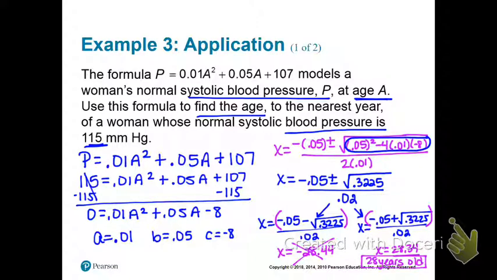Now, that -28.44, let's talk about it real quick here, guys. Okay, that answer is a good answer for the equation we looked at, okay? So when 115 is equal to all the rest of that, that is an answer. But for our problem, for the scenario that we're looking at, it doesn't work because we can't have negative ages, and that's the reason we threw it out.